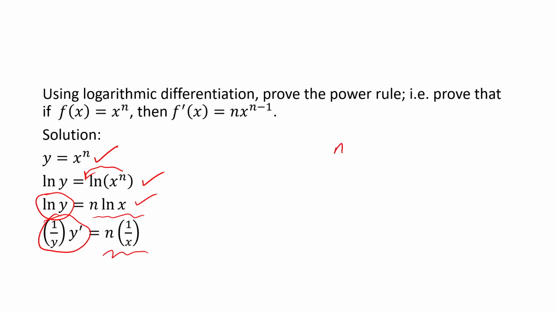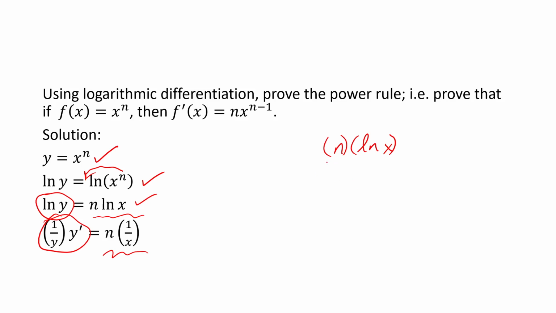Every once in a while, a student will say to me, well, why is the derivative of n times ln x equal to n times 1 over x? I understand that ln x's derivative is 1 over x, but why is n ln x's derivative n times 1 over x? And the answer is n is just a constant. So just like any other question where there's a constant, you just multiply that constant by the derivative of the non-constant part.